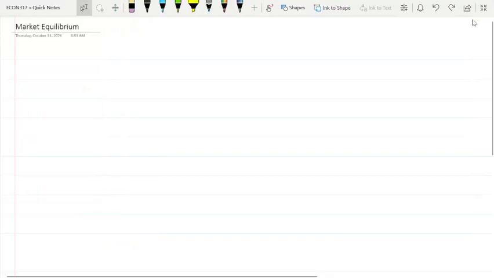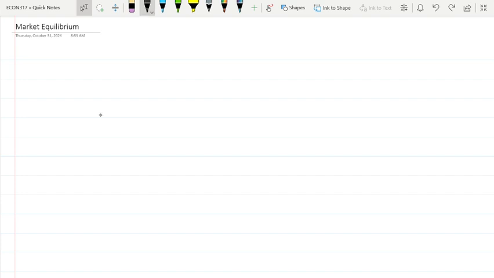So in this example, I will go over an exercise of finding out market equilibrium given the demand function as well as the supply function, and we will compute the consumer surplus, the producer surplus, and total surplus. And finally, we will also look at how to find the surplus or shortage when we have a situation of price floor or price ceiling.